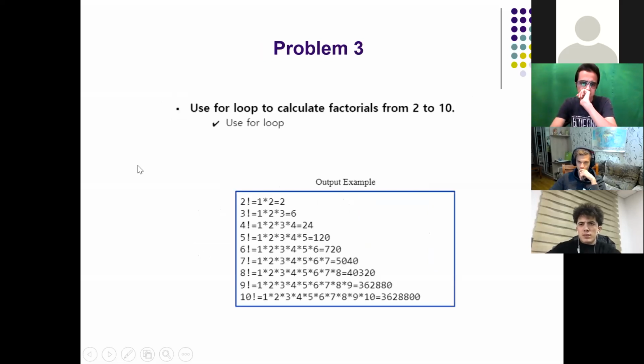So this one. You should use a for loop to calculate the factorials from 2 to 10. So here, I think you need a nested loop. Yes, guys? Yes. Oh my God. I can already say that I'm going to have problems here. Yes.